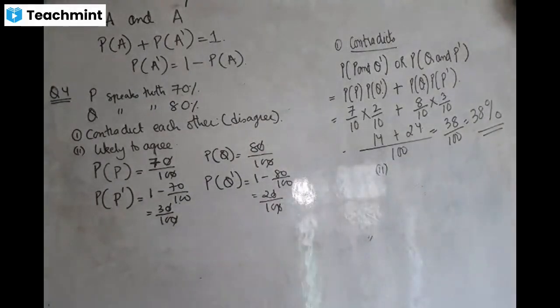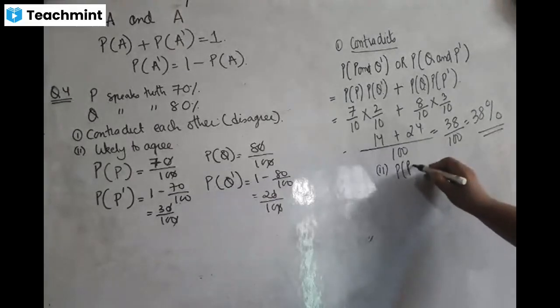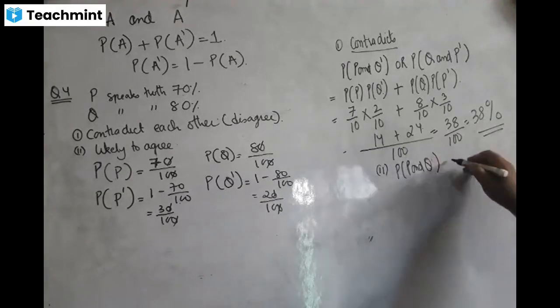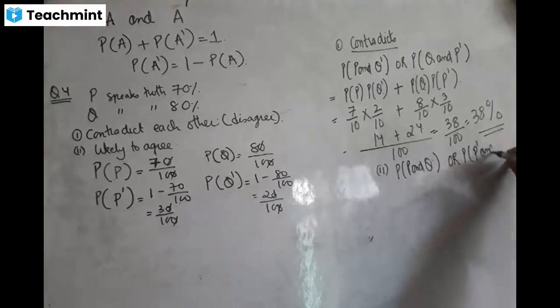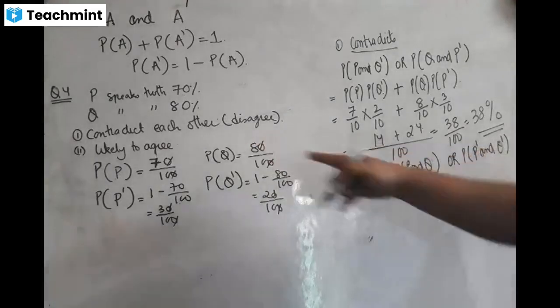They are not telling us whether both are speaking the truth or both are lying. So we'll have again two cases. Likely to agree means either both will speak truth or both will lie. There's no other alternative. So if P speaks truth, then Q also has to speak truth. Or if P lies, then Q also must lie. So this is the meaning of likely to agree.